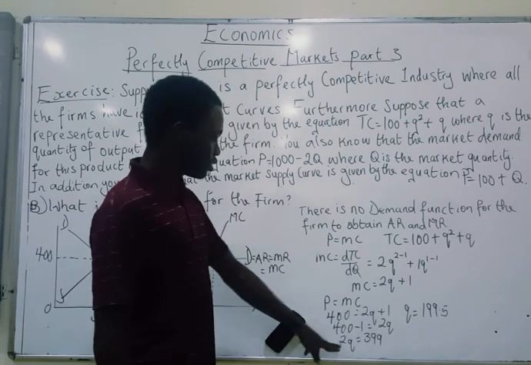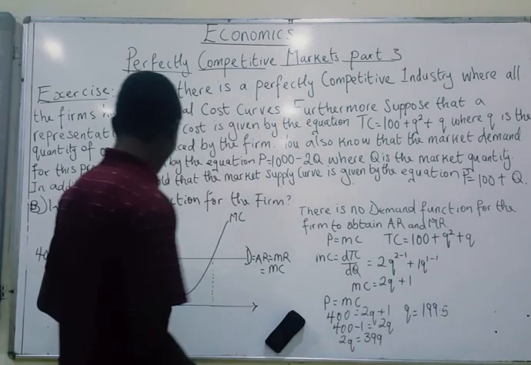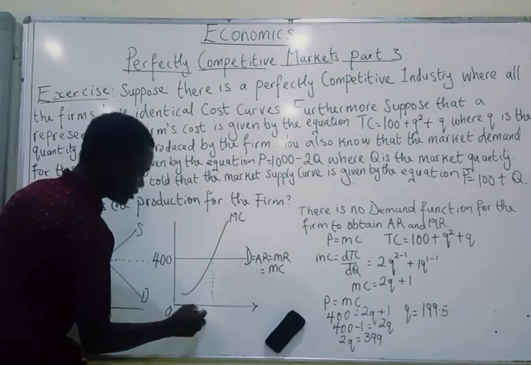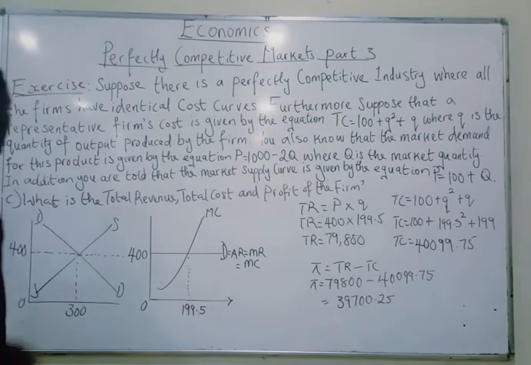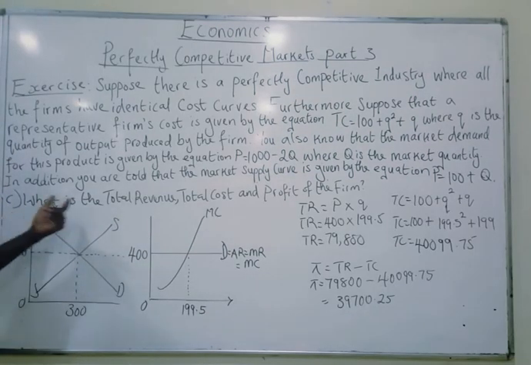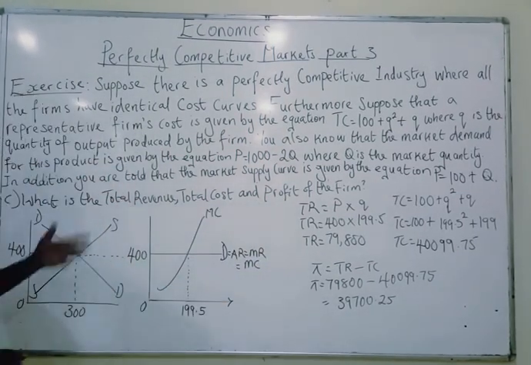Okay, then 2Q equals 400 minus 1, which is 399, then Q is 199.5. That is to say that this particular firm's output is 199.5. The next question asks: what is the total revenue, total cost and profit of the firm?